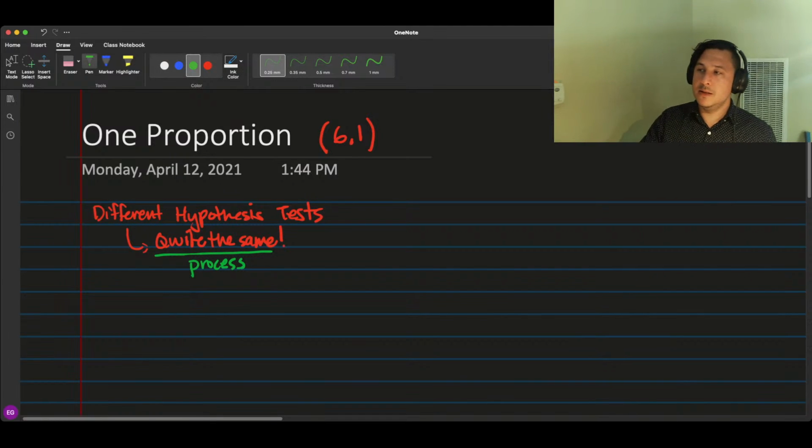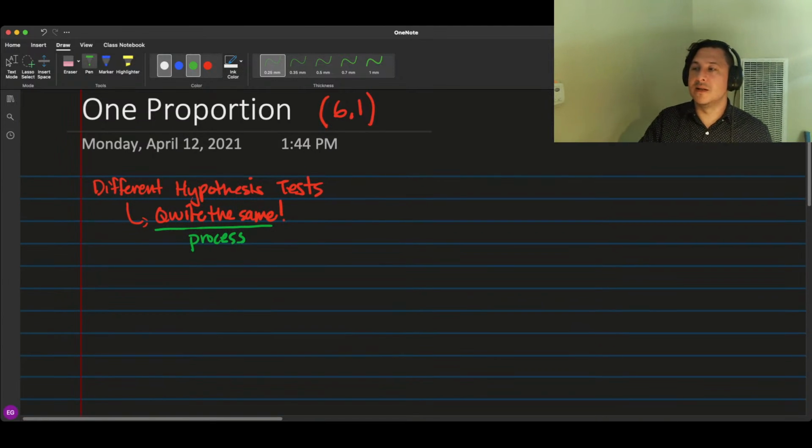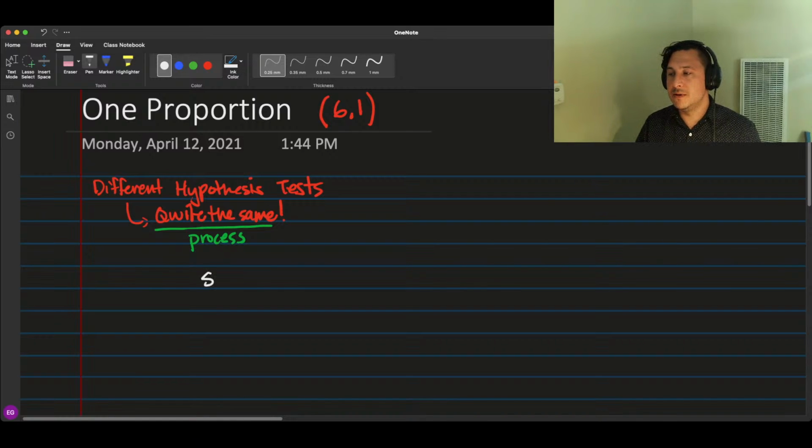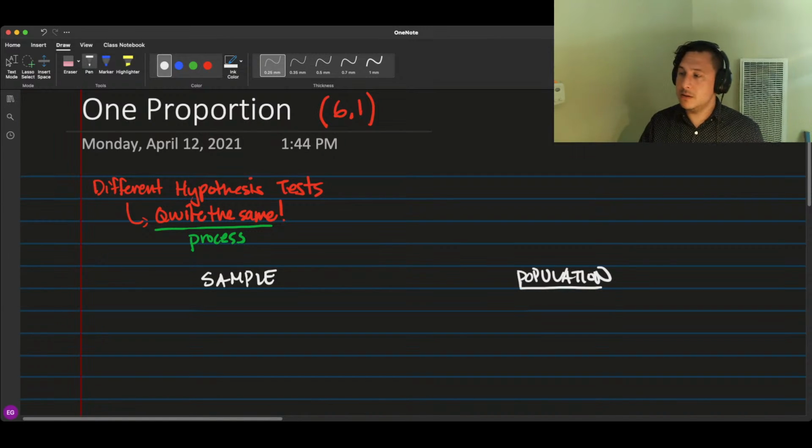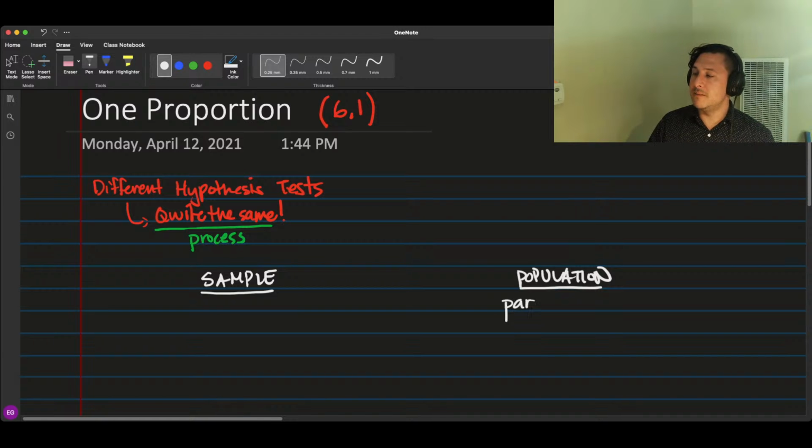Okay, so let's talk about how this is going to go down, to remind people. Remember that you have the sample and you have your population. The thing that you're making a guess about in the population is called the parameter. And whatever is in the sample is the statistic.